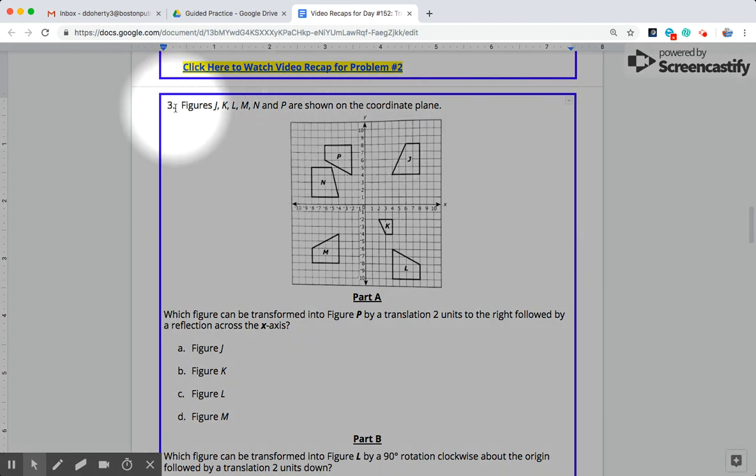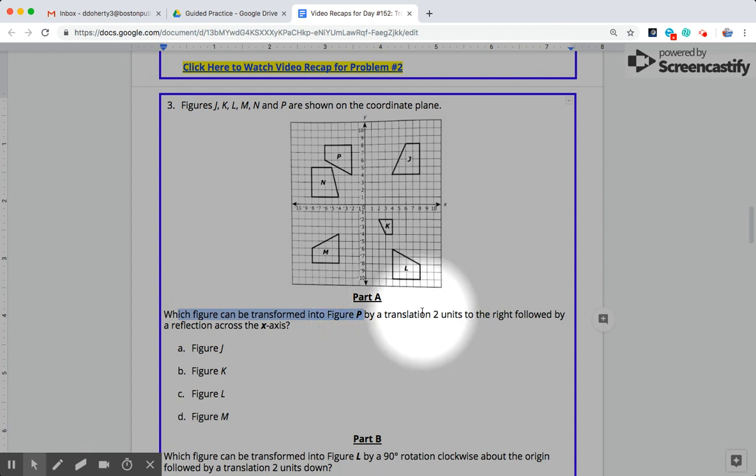For practice problem number 3, we're given a bunch of shapes, figures, shown on a coordinate plane here. They label them a bunch of letters J, K, L, M, N, and P, and we see those shapes here. Part A asks us which figure can be transformed into figure P. So we see figure P right up here.